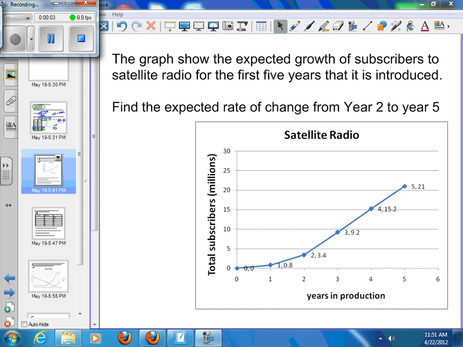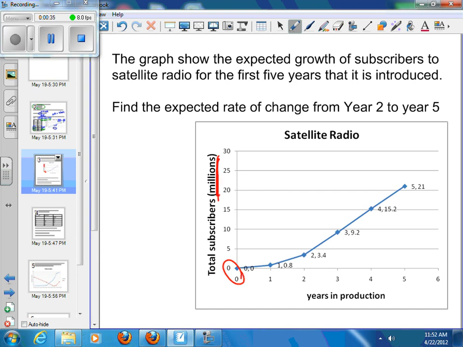So example 2 here, we're going to look at the graph of a satellite radio company, and we're looking at total subscribers to the satellite radio, and then the years that the satellite radio has been in production. How many years have we actually had satellite radio? So in this graph, it starts out at 0, 0, so when we had no satellite radio subscribers, we were probably in year 0 or prior to that. Then we get to year 1, and this is in millions of customers.